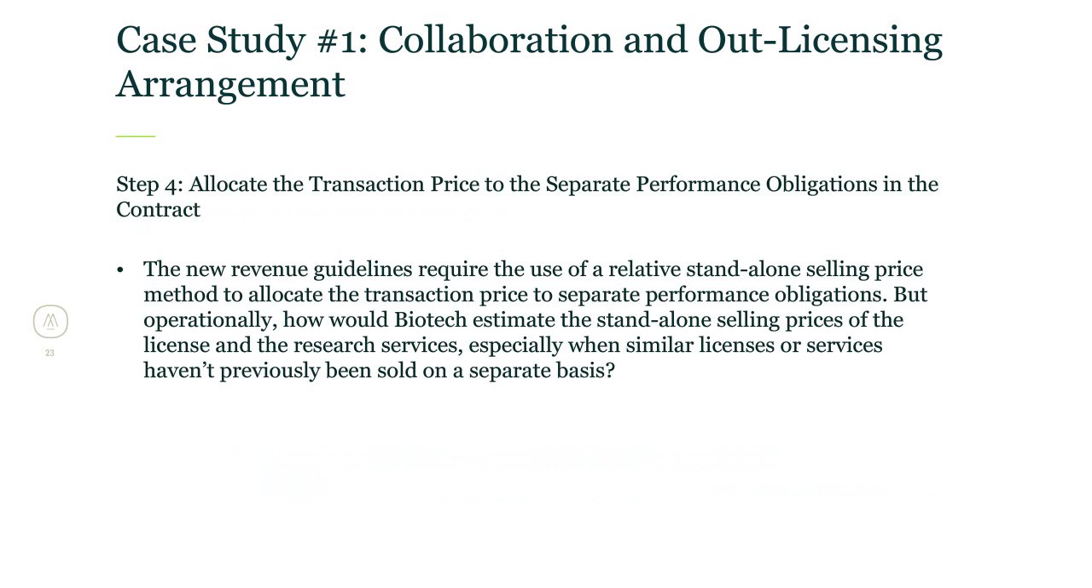So once you have an idea of what your total transaction price is, we now move on to step 4 to allocate the transaction price to each of the separate performance obligations in the contract. Now, how do we go about this? The devil is in the details. The new RevRec guidelines require the use of a relative standalone selling price method to allocate the transaction price to each separate performance obligation. What are the methods available?